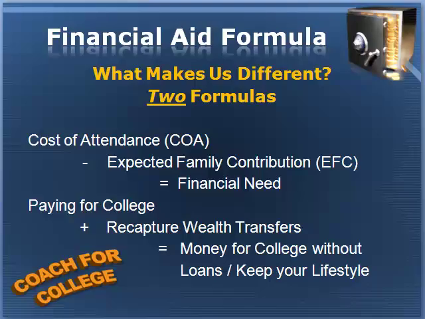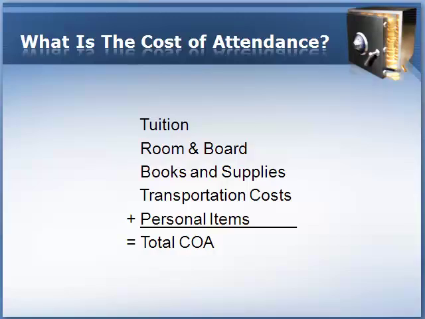Financial aid formula. What makes us different at Coach for College? We use two formulas. The first formula is the conventional formula. Cost of attendance, COA, minus expected family contribution equals financial need. The second formula we use with Coach for College is a formula for paying for college. We identify wealth transfers, money that you're transferring away unknowingly and unnecessarily. We add that to your family budget, and that equals money for college without loans, and you're able to keep your current lifestyle.